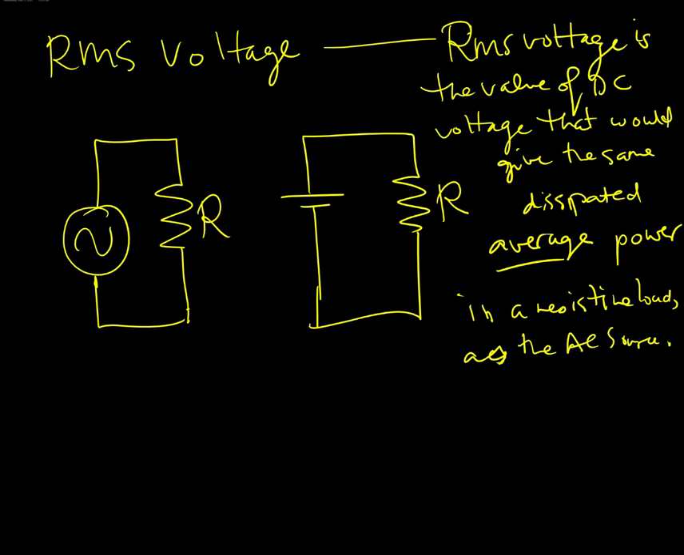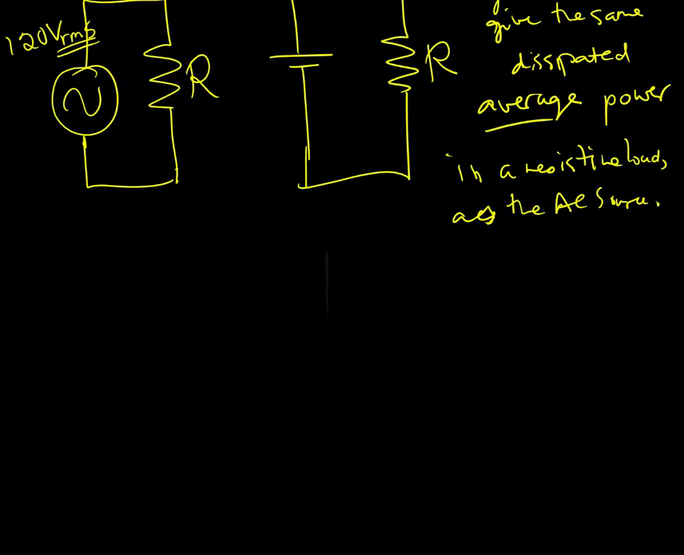So instead of referring to AC sources by their peak value or their peak-to-peak value, when we say that this AC source is, say, 120 volts, we mean 120 volts RMS, for example. So let's see how we figure out what that voltage is in relationship to V peak or V peak to peak.